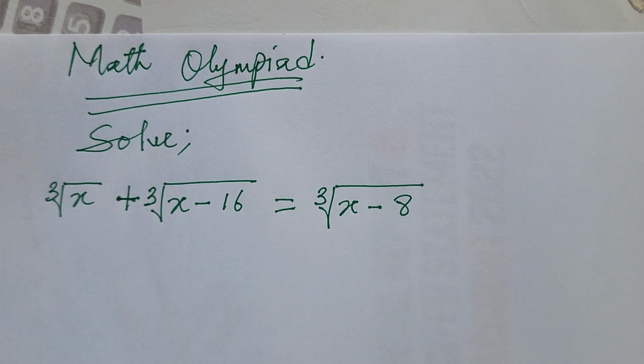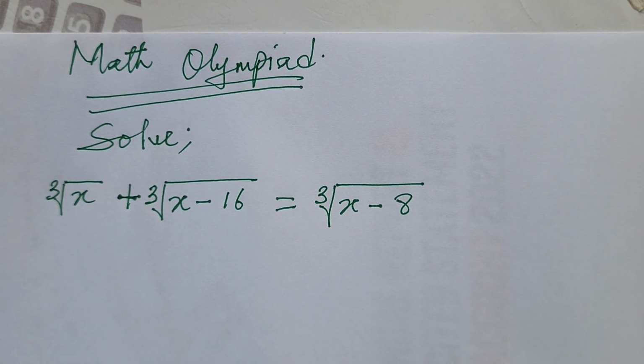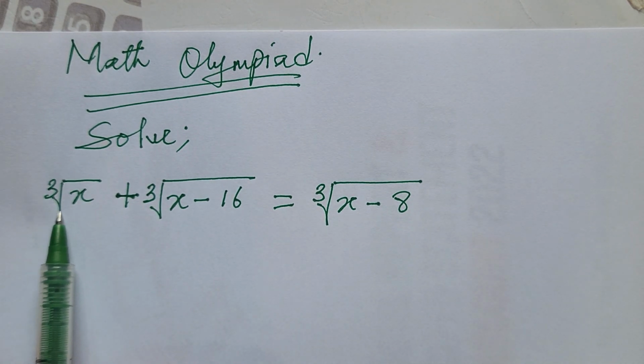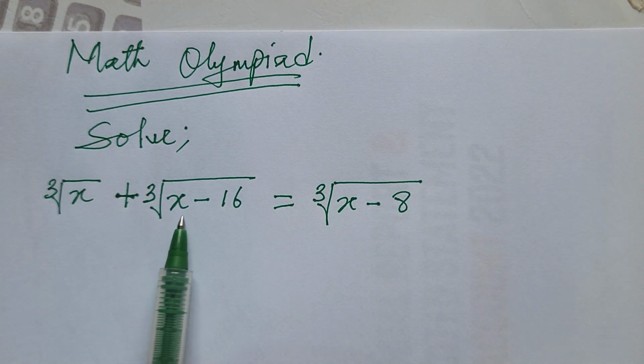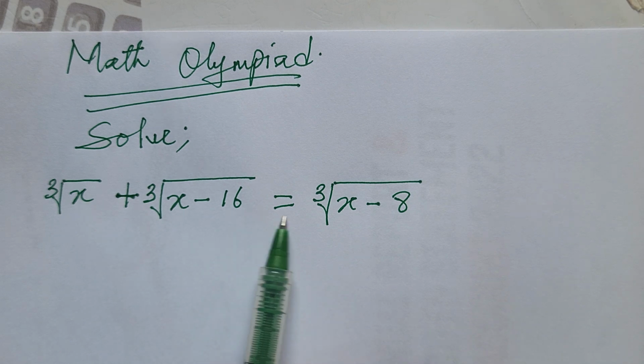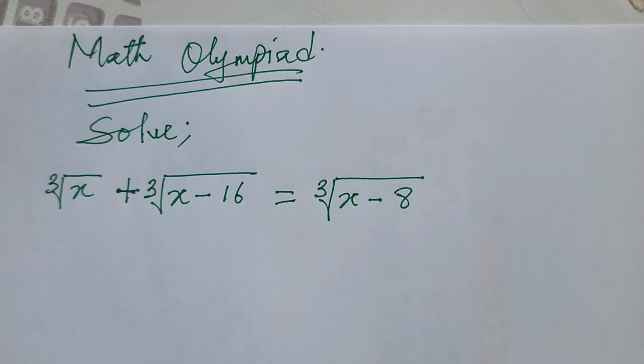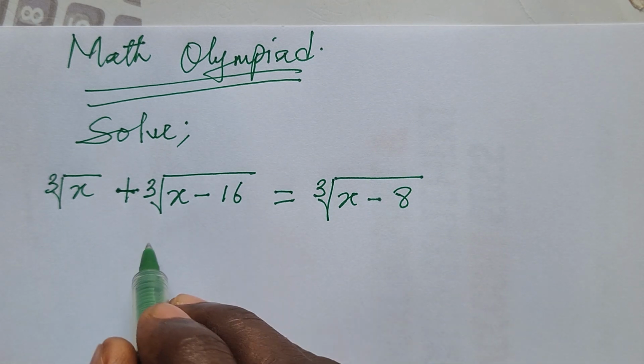Here we have this radical equation that has to do with cube root. The question says solve the cube root of x plus the cube root of x minus 16 equal to the cube root of x minus 8. So how do we solve this for the value of x? So here we take a solution.